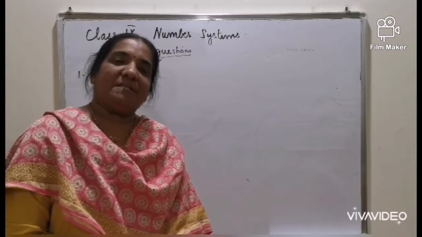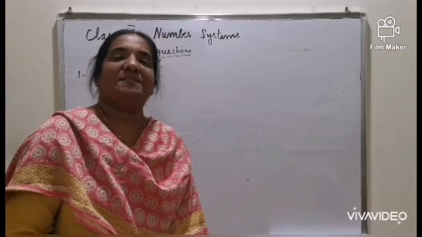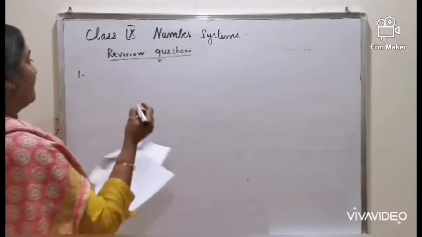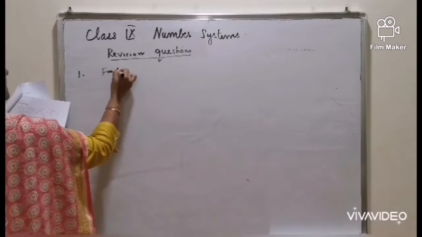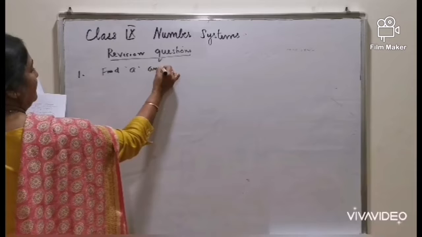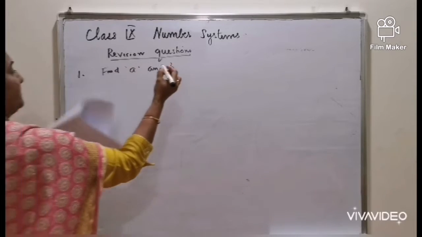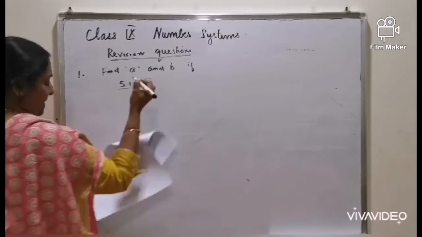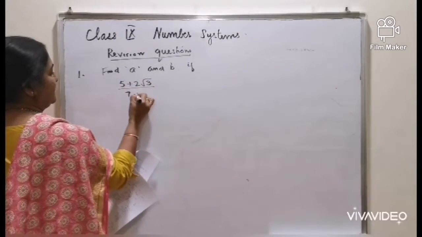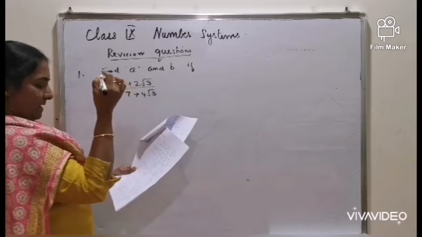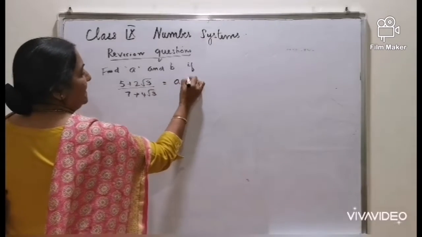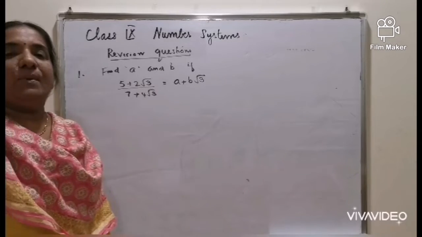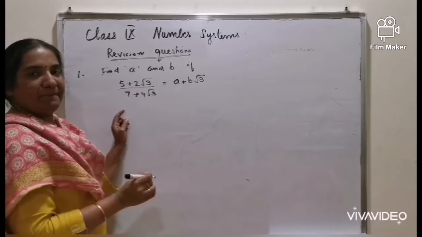A few revision questions for you from all the exercise for getting practice. Find A and B if 5 plus 2 root 3 by 7 plus 4 root 3 is equal to A plus B root 3. Find the value of A and B.